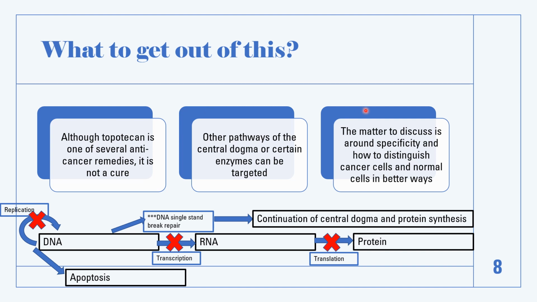All in all, the matter to discuss is around specificity, as Topotecan itself is fairly general, binding to the topoisomerase intermediate complex of the major group of B-DNA. Further studies should be done to target more specific molecules to minimize healthy cell damage and somehow eliminate all cancer cells.